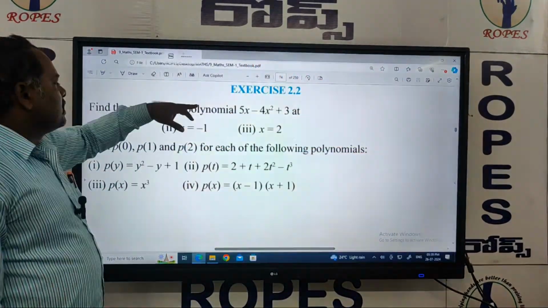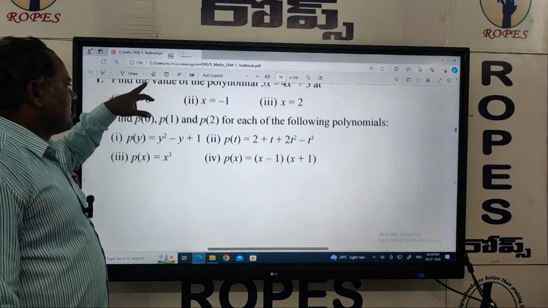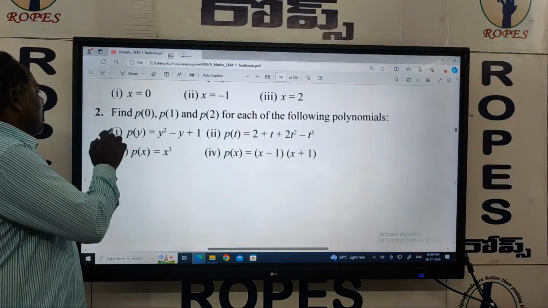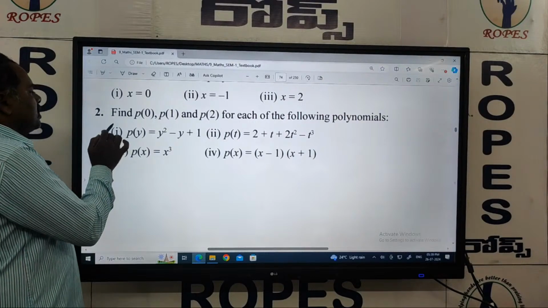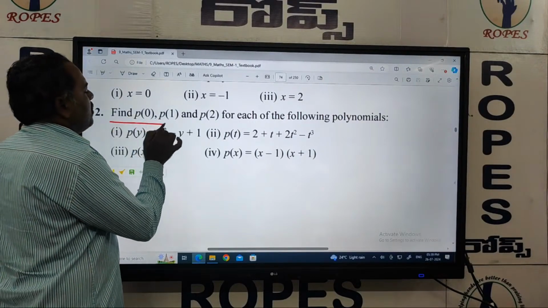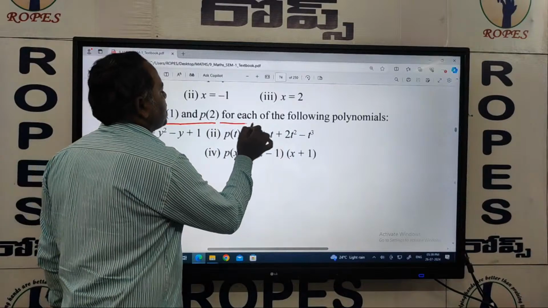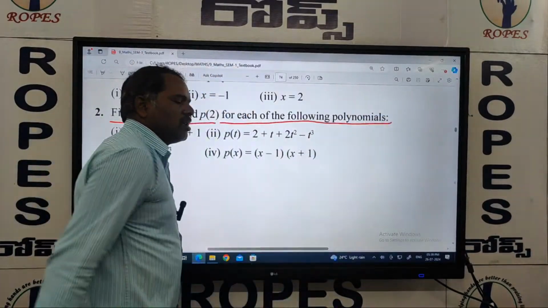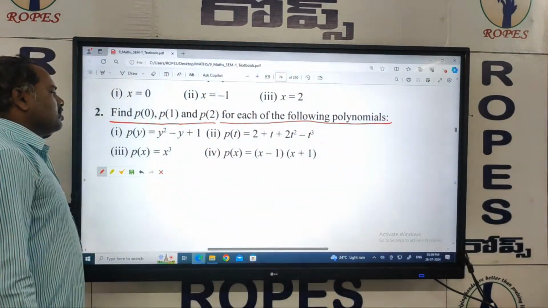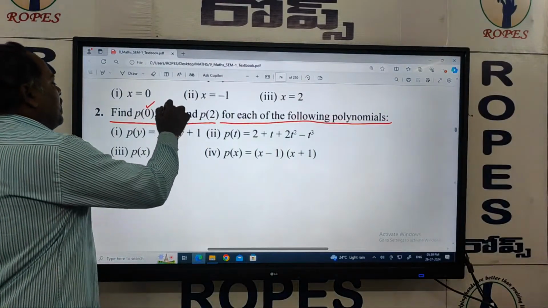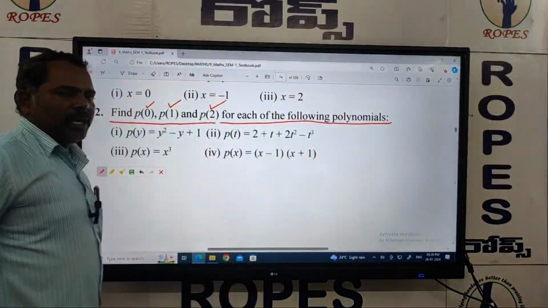Find p of 0, p of 1, p of 2 for each of the following polynomials.